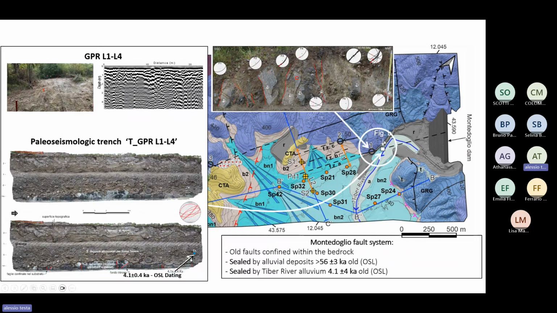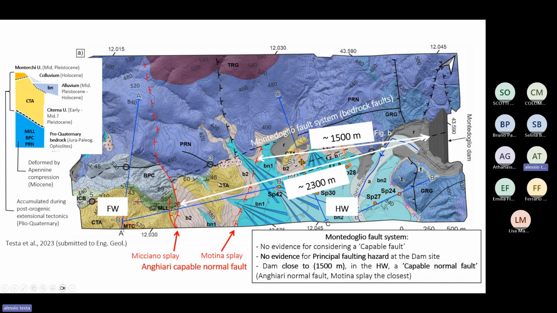We also performed some GPR and trenches in this area here, close to the dam, on a fluvial terrace of the Tiber River. And in the trench, we observed that the faults are within the bedrock and are sealed by 4,000 kilo years alluvial deposits. So the conclusion of this part of the study was that there is no evidence for considering the Montedoglio fault as a capable fault. There is no evidence for considering principal faulting hazard at the site of the dam.